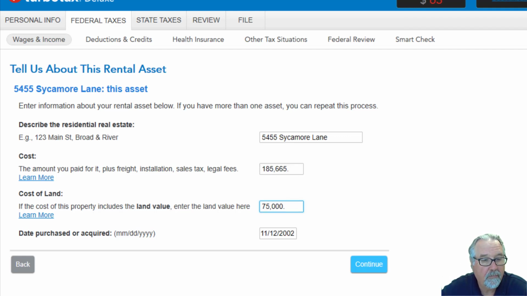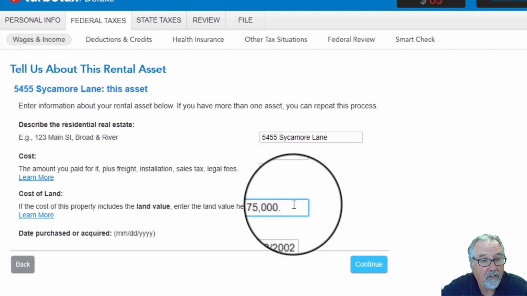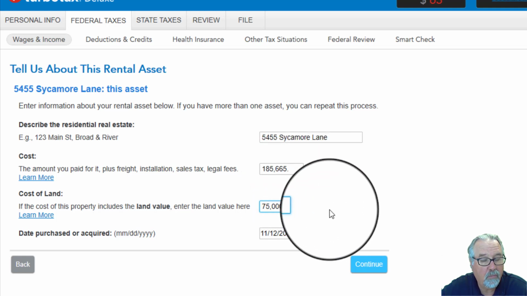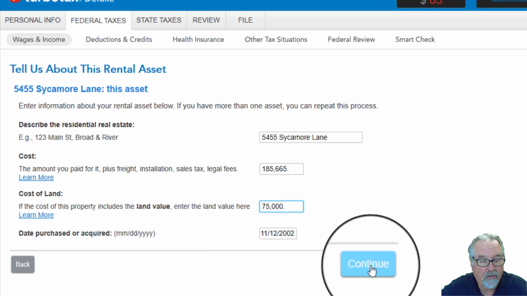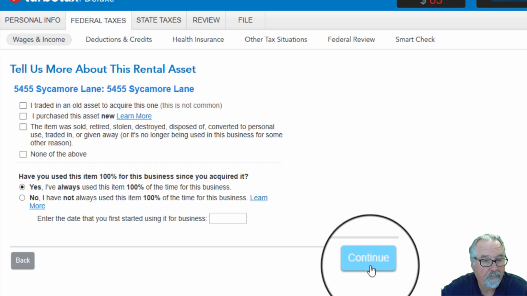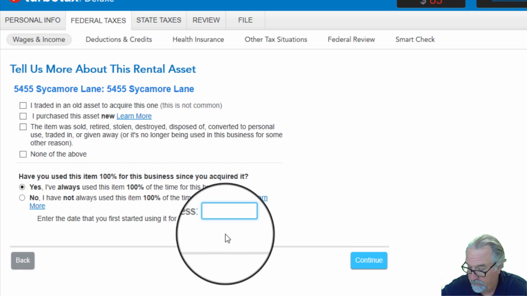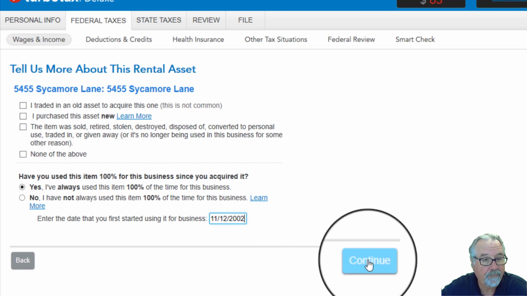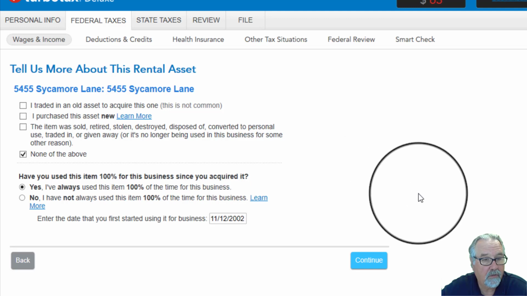Okay, so I've put in the amount paid for the property, the amount of the land, so the difference is going to be what is attributable to the building that is going to be depreciable, and I put in the date purchased or acquired. Continue. I've always used this item 100% of the time for business, and we'll put in the same date when we bought it. We have to click none of the above.